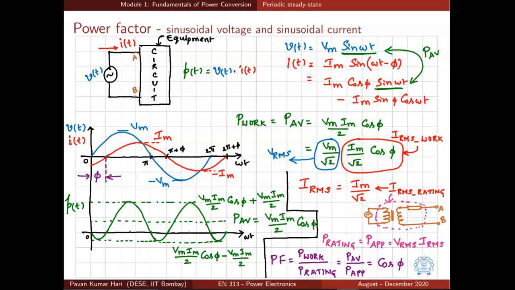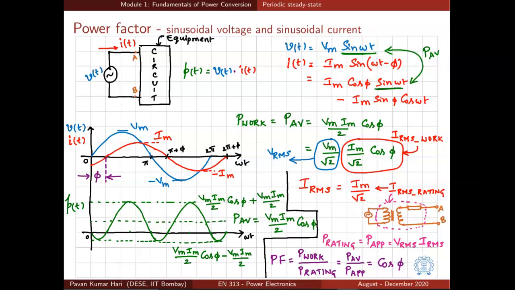Vm is the peak value of the voltage and Im is the peak value of the current, and phi is the angle between the zero crossings of voltage and current waveform as indicated here.